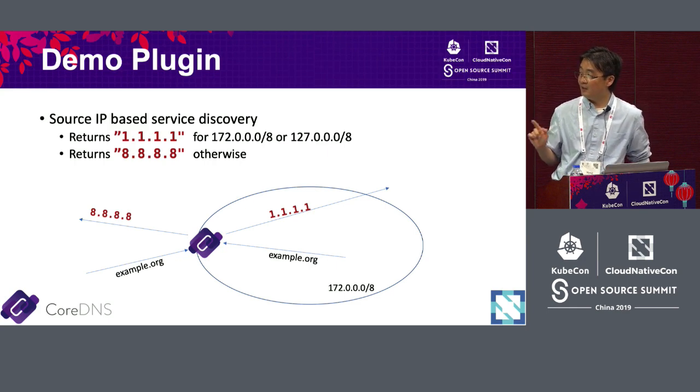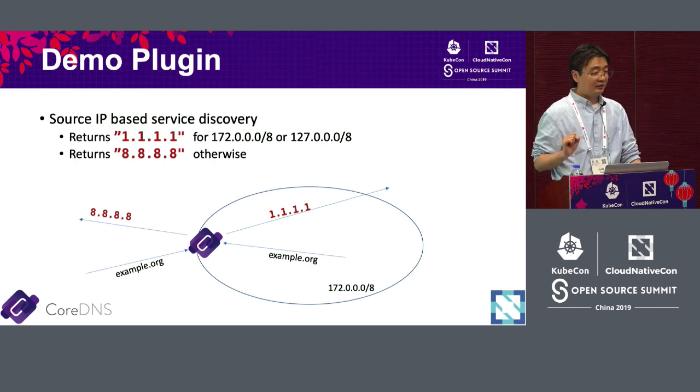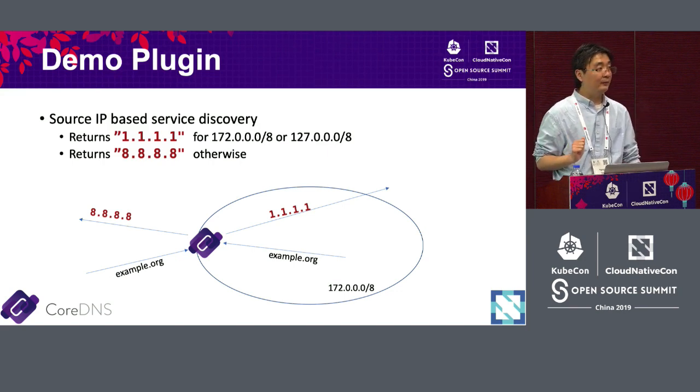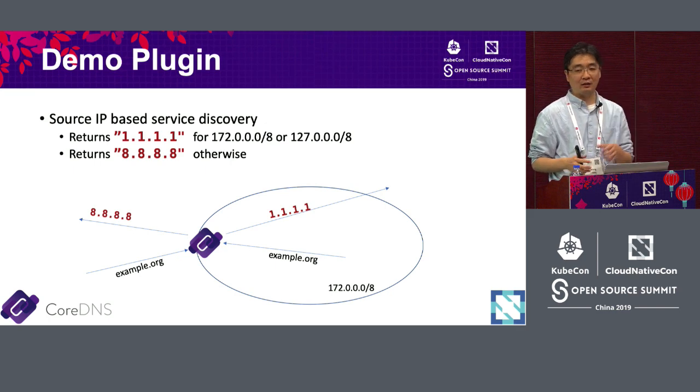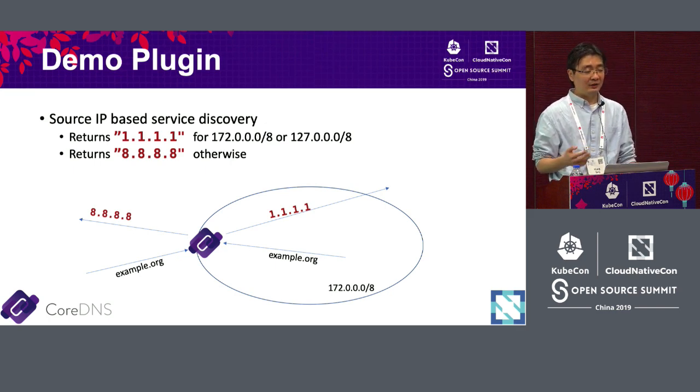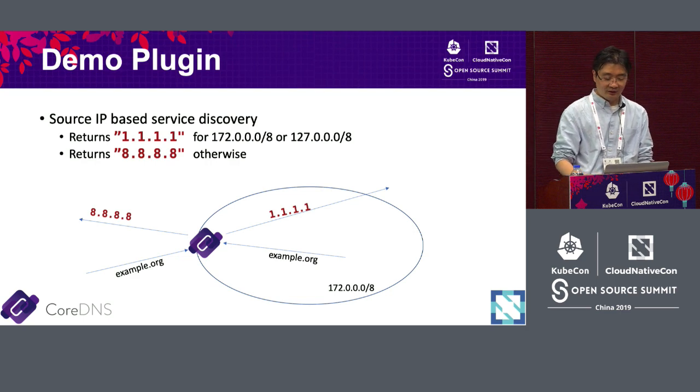By the way, 8.8.8.8 is the DNS server provided by Google, and 1.1.1.1 is a DNS server provided by Cloudflare. They have different purposes and different strengths. I'm not going to discuss which DNS server is a good one, so it's up to you to decide.